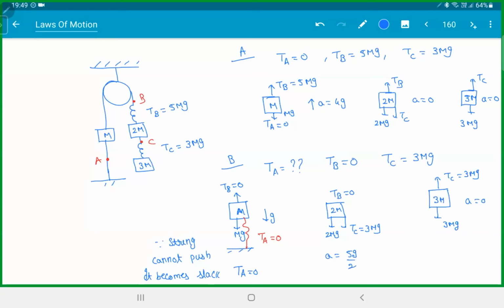So whenever you cut a spring, what happens to the strings? You don't know. Get the B part. So A will fall down with g, B will fall down with 5g by 2, and the third will be at rest. That might be right, Adrit. Try, take a minute.